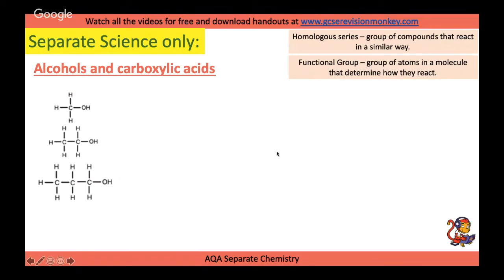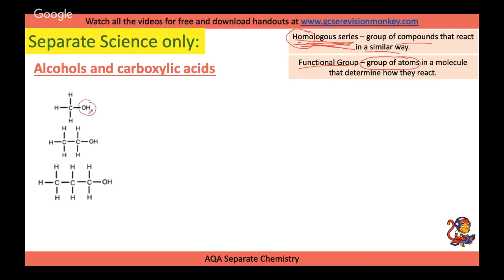Moving on to alcohols and carboxylic acids then. Alcohols all are part of the same homologous series. So homo meaning the same, they're all part of the same group of molecules. So they're a group of compounds that react in a similar way. Just like the alkenes are part of a homologous series and alkanes are part of their own homologous series. They have a functional group. This is the group of atoms on the molecule that determines how they react.